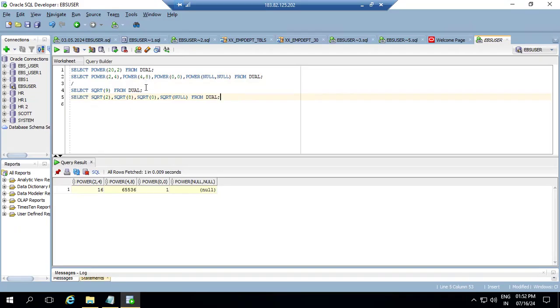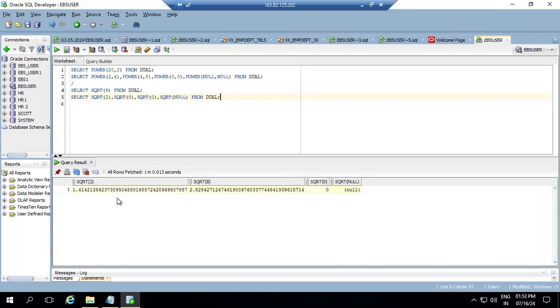The first one, it is 9 over there. Sorry, first one it is 3. Second one, square root 2, square root 8. What happens to square root 0? 0. Square root 0, 0. Square root 8, we don't know. Square root null, null. So you can see.